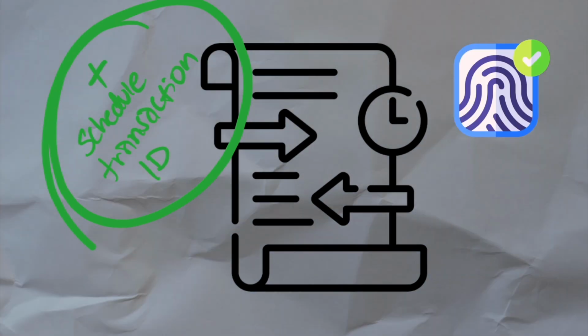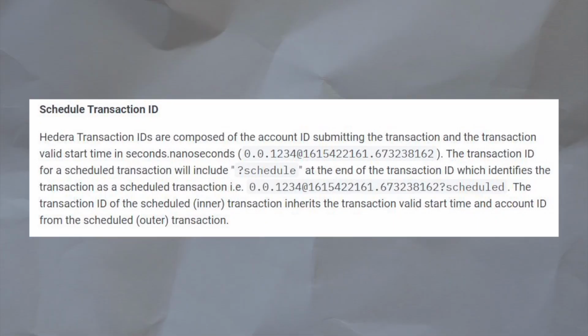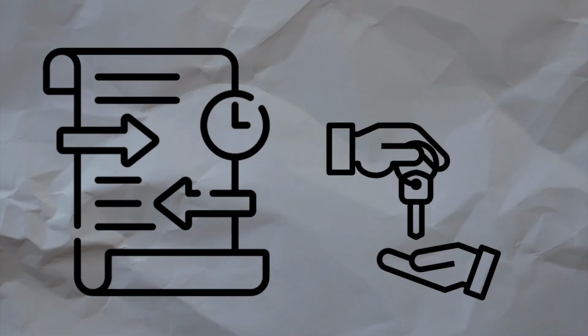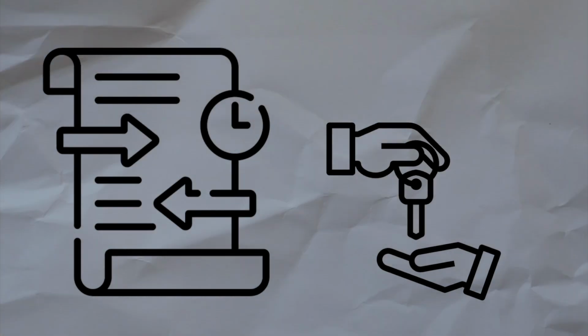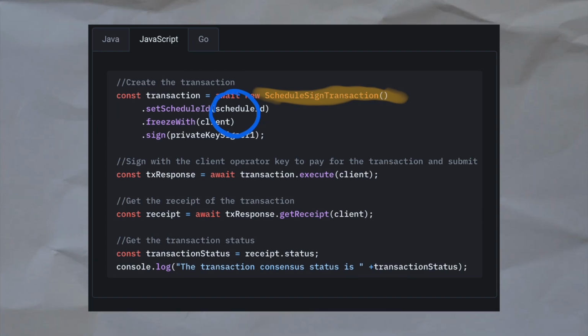This scheduled entity has an identity ID, just like accounts, tokens, etc., called a schedule ID. The scheduling transaction can be referred to as the outer transaction, while the scheduled transaction can be referenced as the inner transaction. Signatures are appended to that transaction by submitting the scheduled sign transaction. The scheduled sign transaction function requires the schedule ID of the scheduled transaction that the signatures will be appended to.